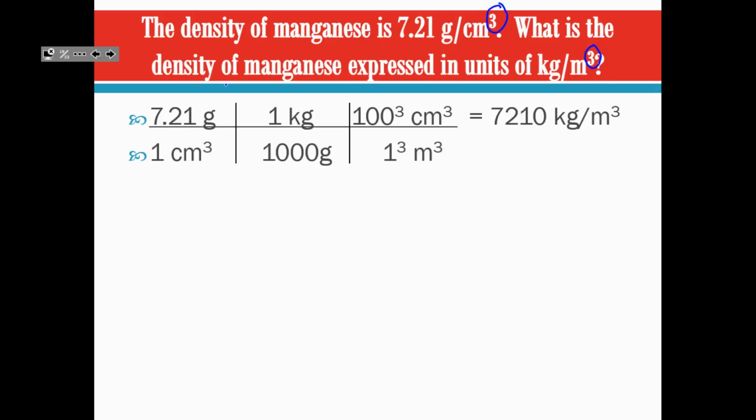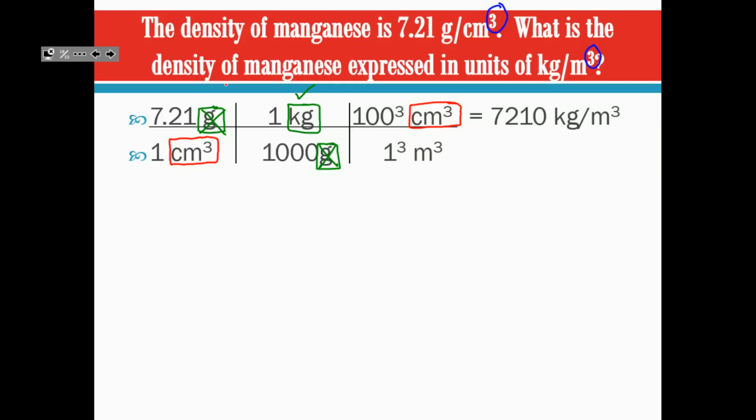We're going to start with density, grams per centimeter cubed. The metric conversion for grams to kilograms is 1,000 grams equals 1 kilogram. Grams cancels. I'm left with kilograms, which is what I wanted. Now for the tricky part. I've got centimeters cubed here. So somehow I need to get centimeters cubed on top, which is what I have.